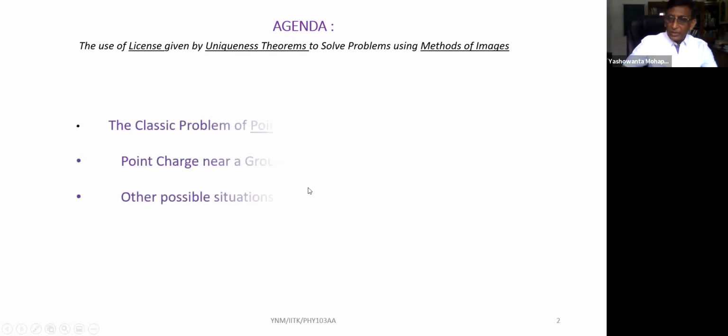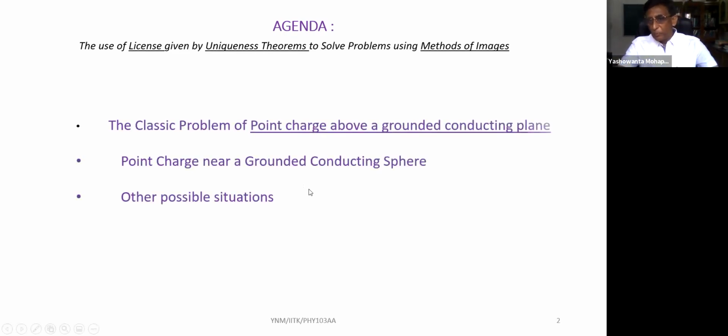I say license because uniqueness theorems give some freedom to choose any method to come up with a solution. And if the solution obeys the conditions specified by uniqueness theorem, then it's a valid solution. So method of images is a popular method of solving problems by treating a conductor or a material as if it is like a mirror to charges. So our agenda includes the classic problem of the point charge above a grounded conducting plane. And of course, I'll briefly describe a point charge near a grounded conducting sphere.